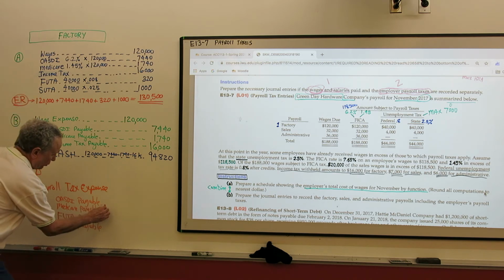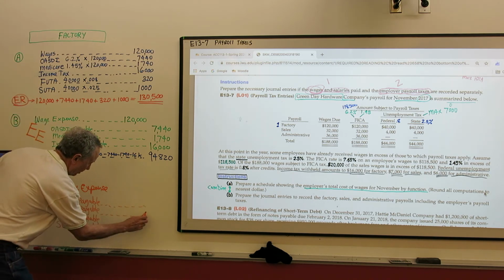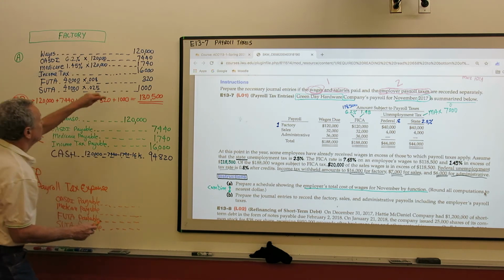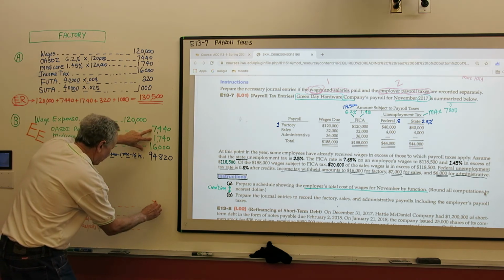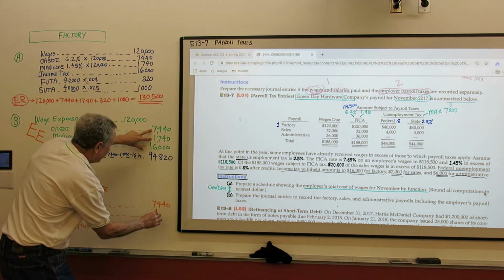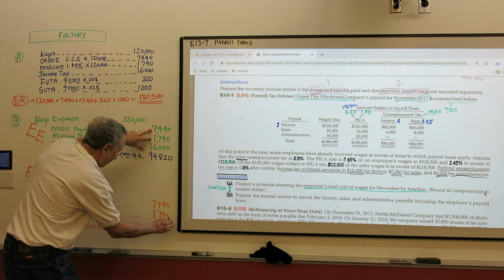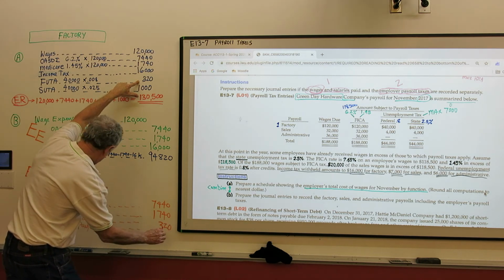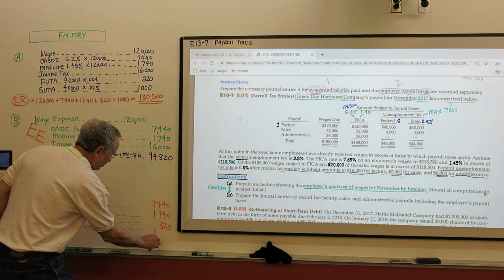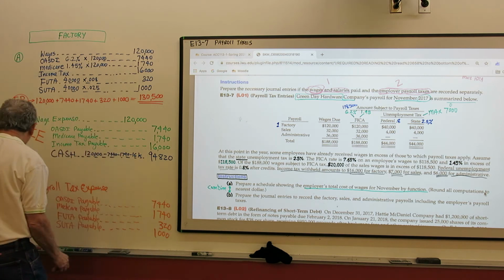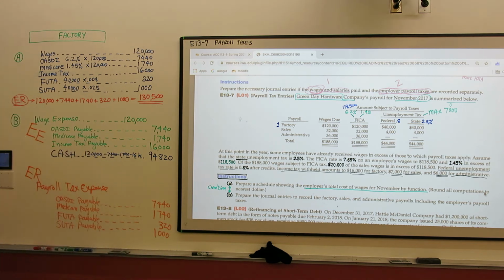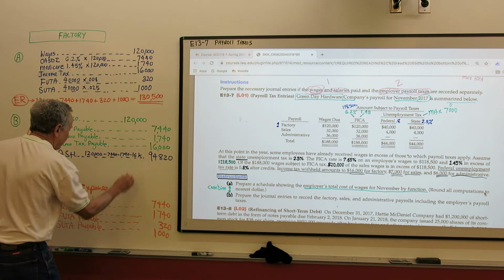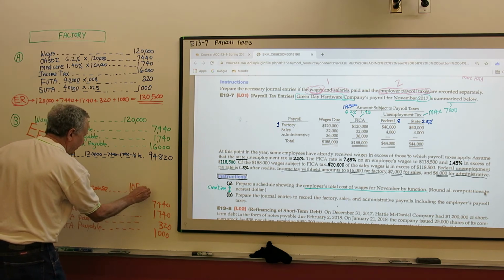I do these first just because I don't know what the total adds up to. I do know these two: 7,440 and 1,740. The FUTA is 320. And the SUTA is $1,000. Add them all up, and again, I'm not sure what they add up to, 10,500. So this will be $10,500.